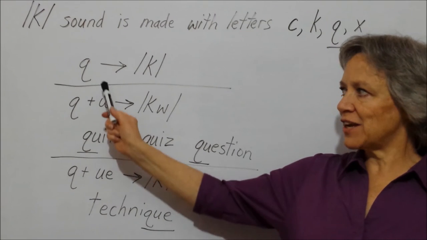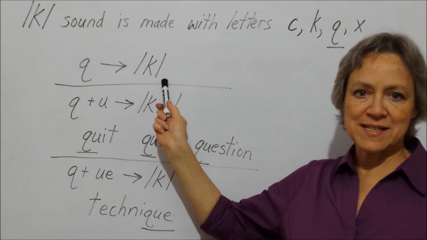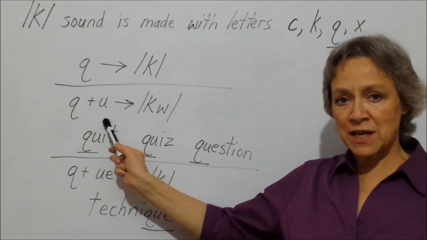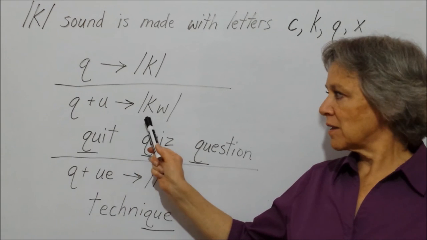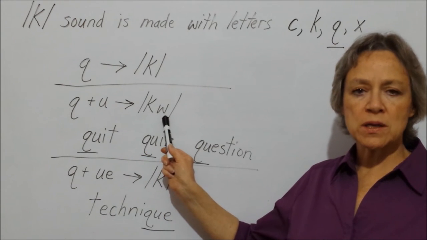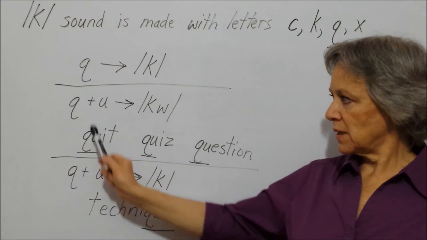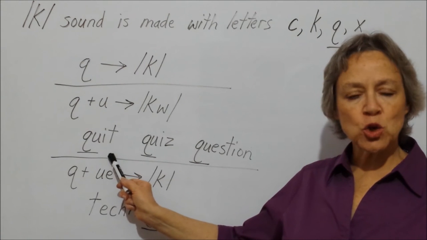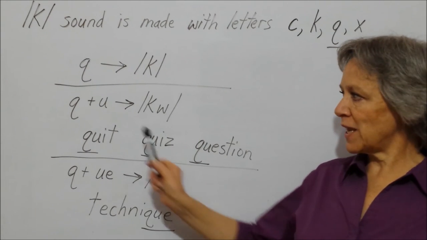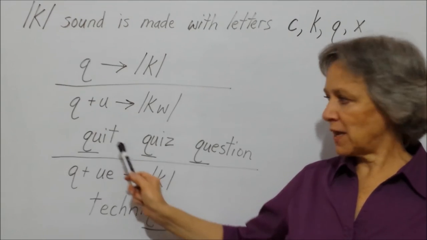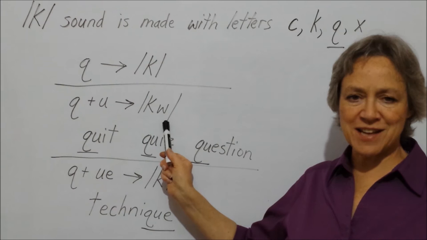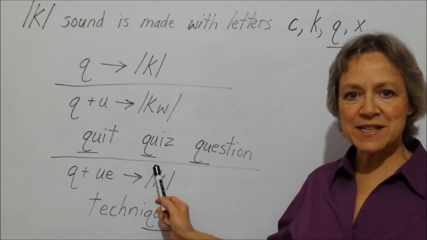Okay? The letter Q makes the k sound. The letter Q plus the letter U at the beginning of a word usually sounds like qu. It usually sounds like the k sound plus the w sound. Here are some examples. I have the word quit, quiz, and question. So again, when Q is followed by U at the beginning of a word, it usually makes qu, the k plus the w sound. Okay? Quit, quiz, question.